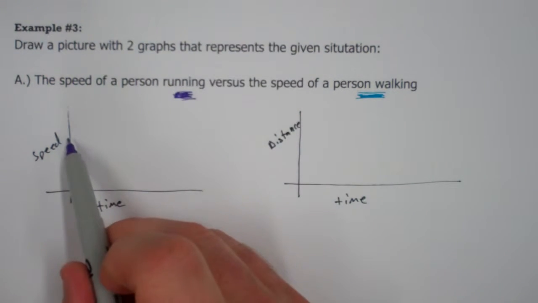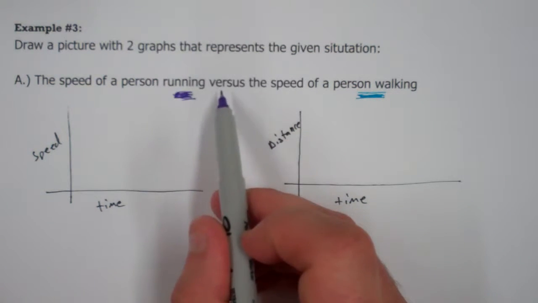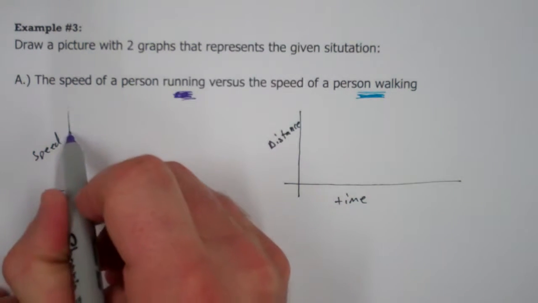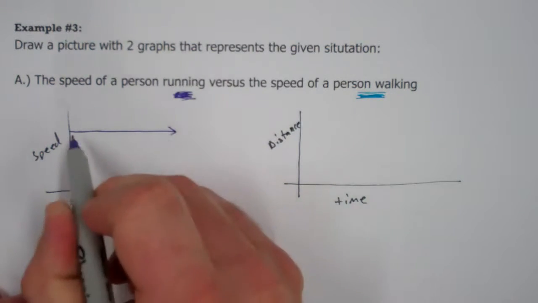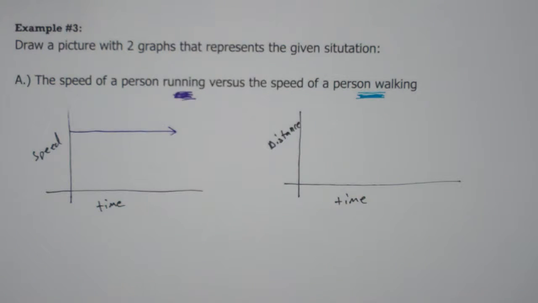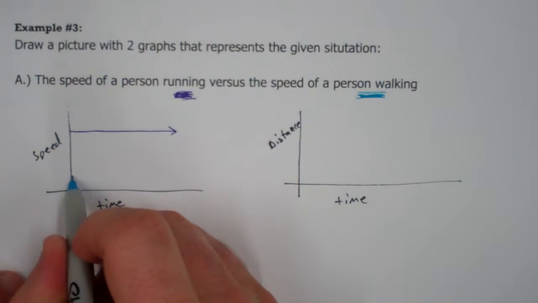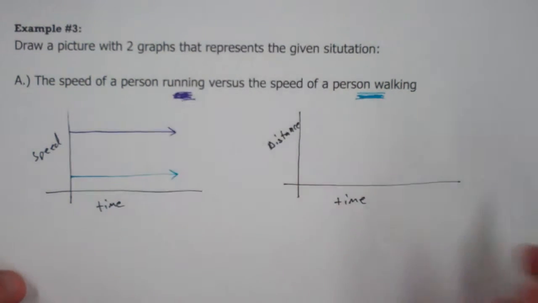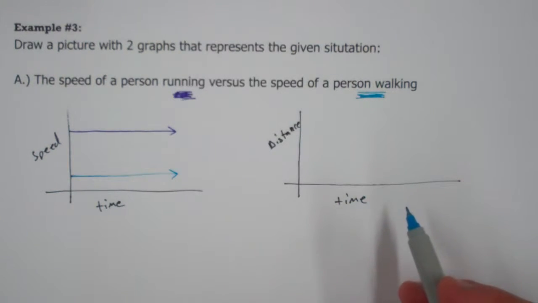So when we look at the speed, a person running, if we assume they're not stopping, that would be just a constant line. So this would be the speed of the person running. We know that the speed of the person walking is going to be less, but it's going to be constant. They're just walking. So this would be the graph that you'd want to draw.